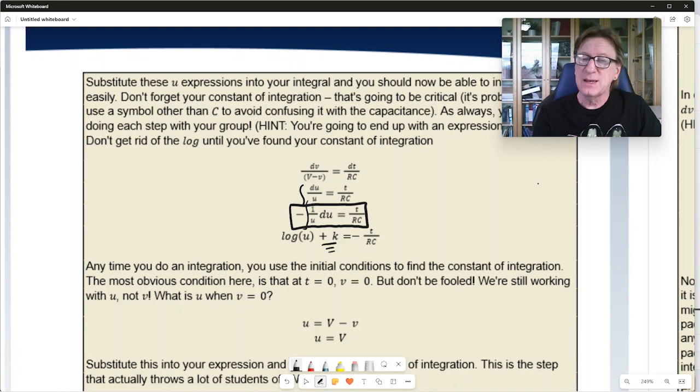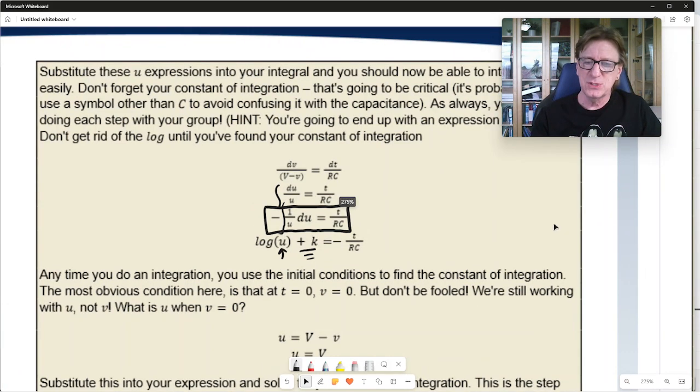So I need to set some initial conditions so that I can find that constant of integration. Well, the most obvious thing is at t equals 0, my voltage on the capacitor is 0. We know that because we haven't pulled the switch yet. So let's do that. But remember that this is log of u, not log of v. So what I need to do is find out what u is when v is 0. If you just put a 0 in for this, you're going to get it wrong. So make sure that you're going back and going through all the steps of u substitution. That's what we show you here.